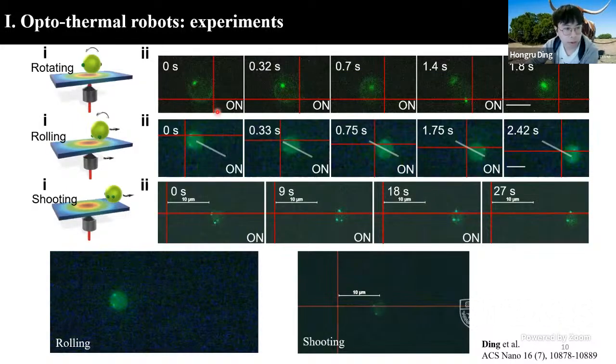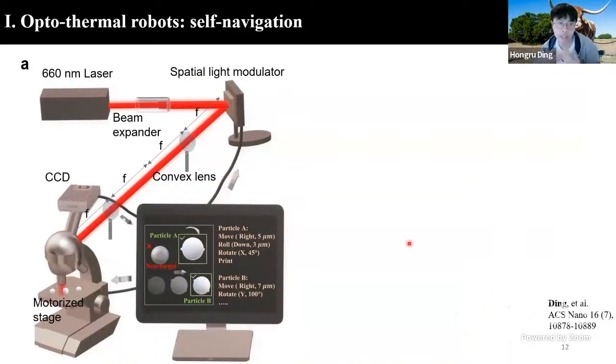And then we achieved the rotating, rolling, and shooting. So there are some videos. This is rolling. You can see the two fluorescent small beads clearly show it's rolling. And then shooting, it's a pure translation. Yeah. So next step, we want to do some more accurate control of the particle.